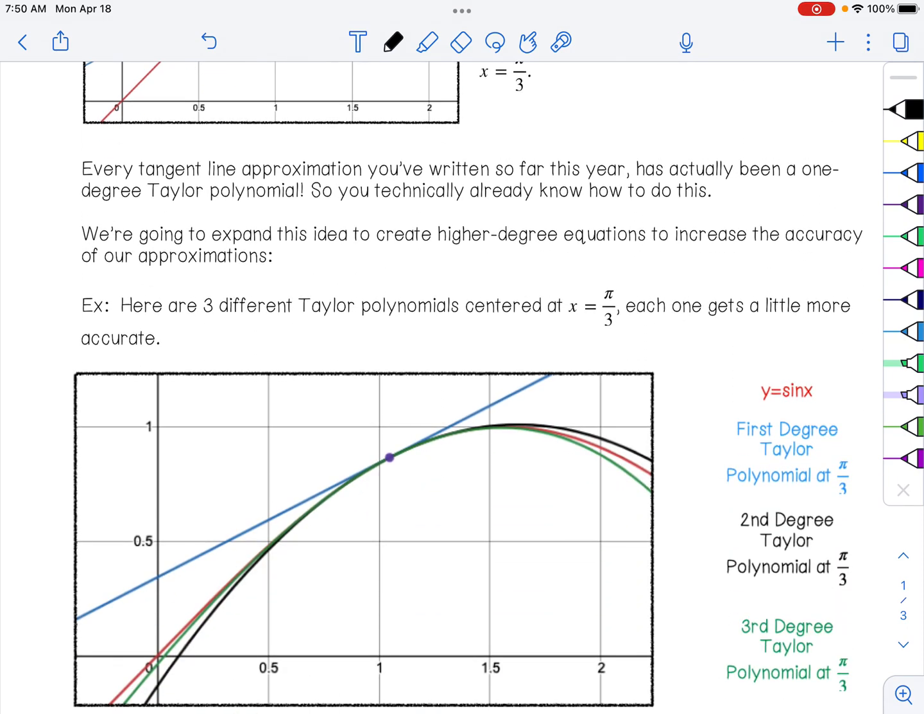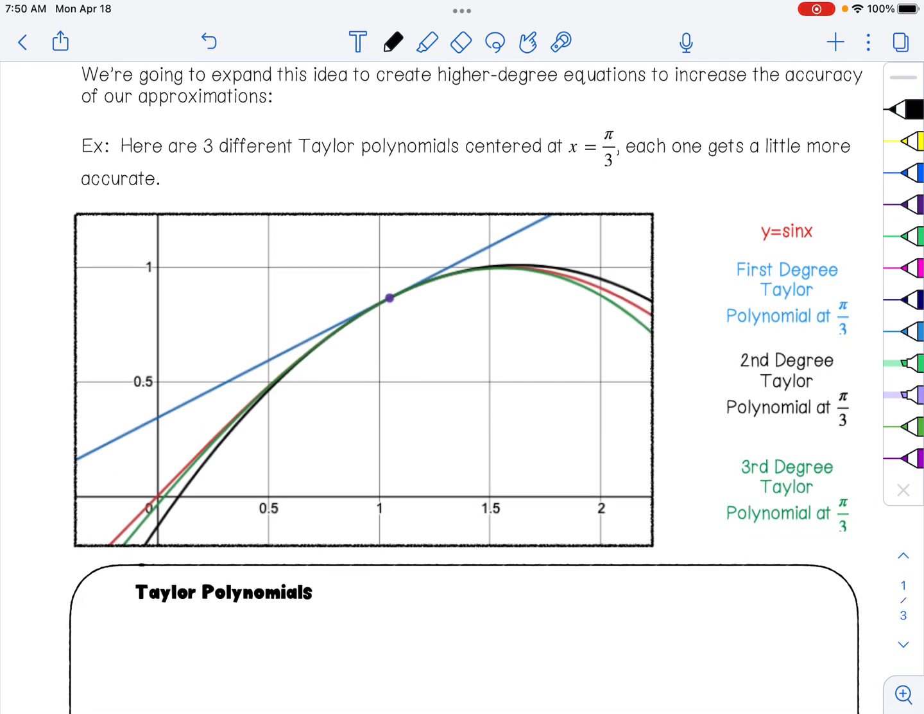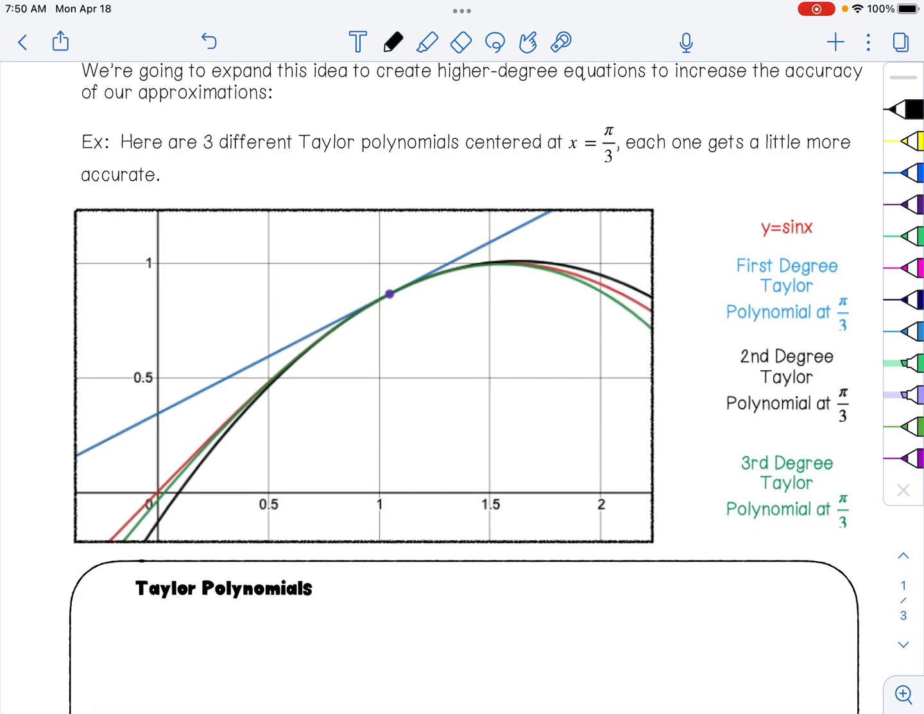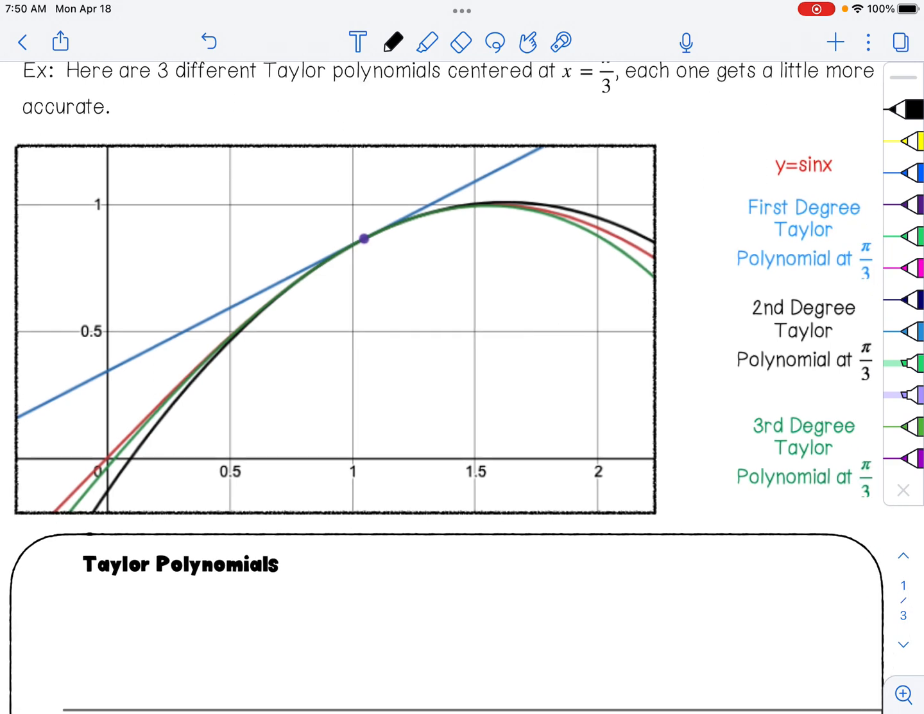So down here, the red graph is still y equals sine of x. You can see that the labels are color coded to the graphs here. So we still have y equals sine of x. This is still x is pi over 3.